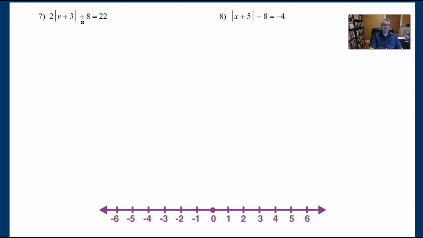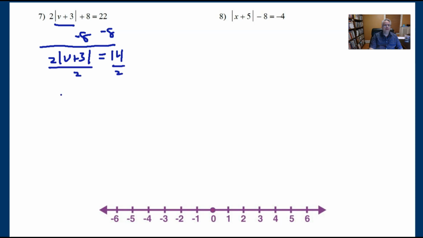Now, sometimes we have to solve for the absolute value expression. In order to solve like we just did the previous ones, we have to get this by itself. So I'm going to subtract 8 on both sides, get rid of the neighboring term. Get 2 absolute value of v plus 3 is equal to, I gotta subtract 8 on that side, 14. And now I'm going to get rid of the 2. I'm going to divide both sides by 2. And we get the absolute value of v plus 3 is equal to 7.